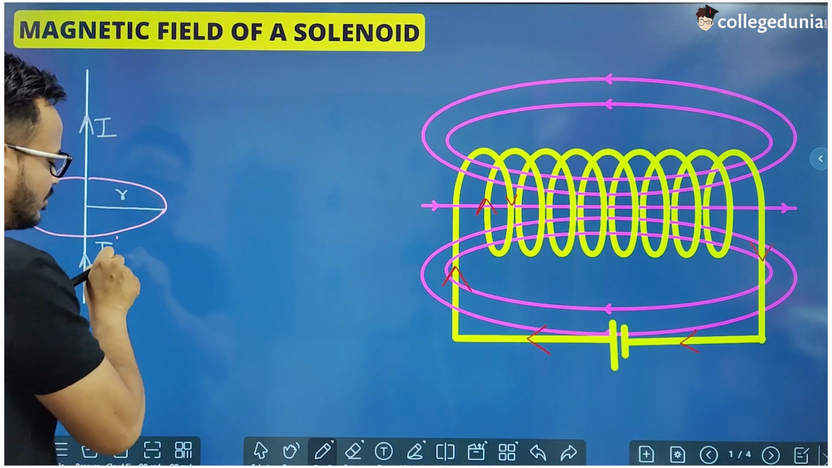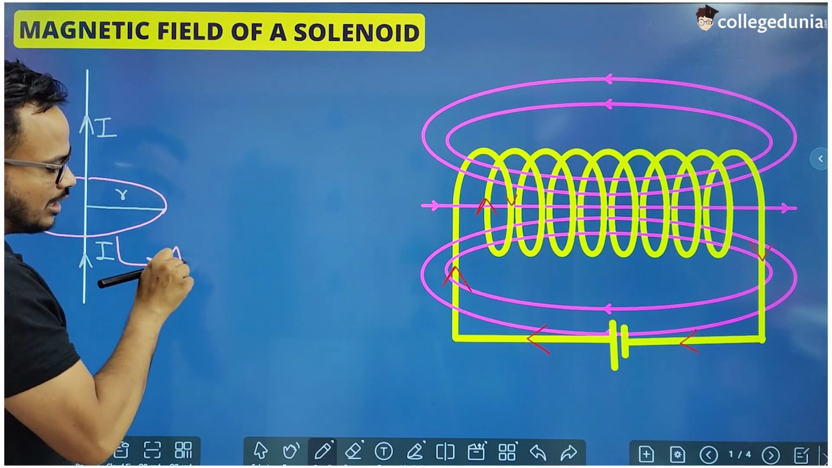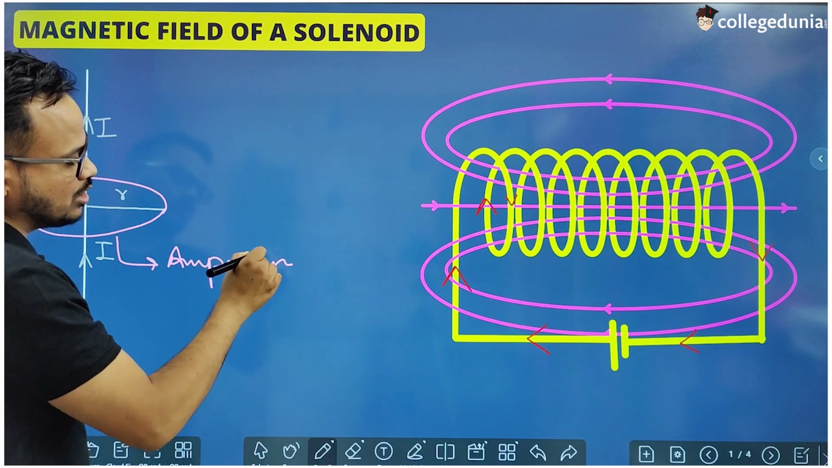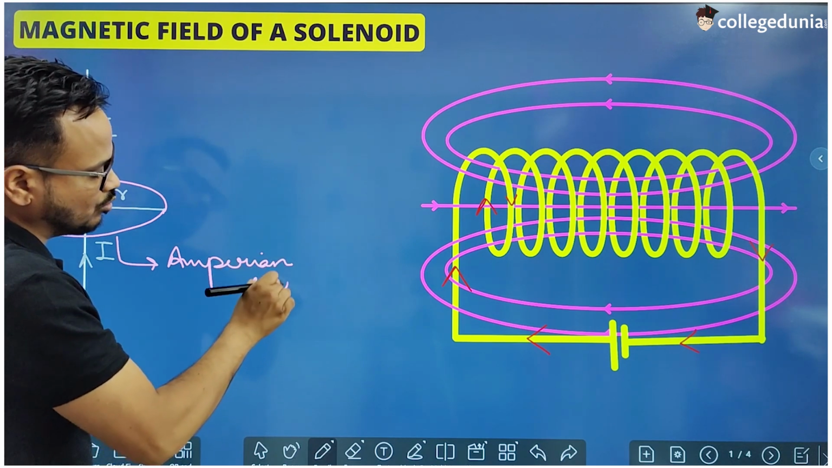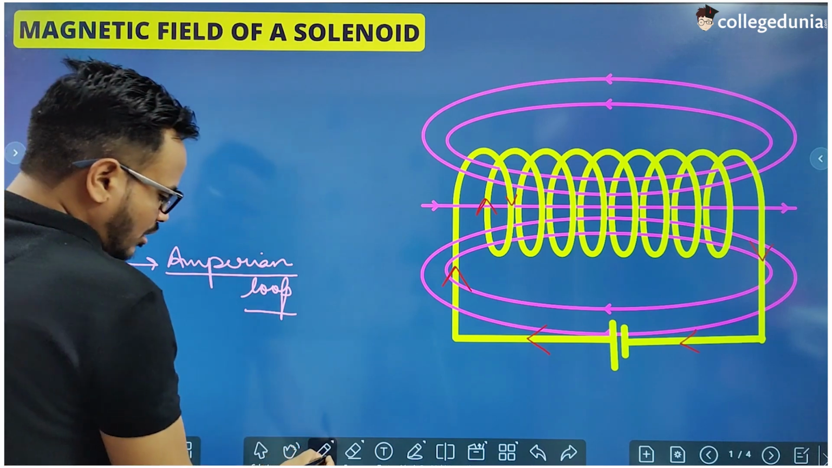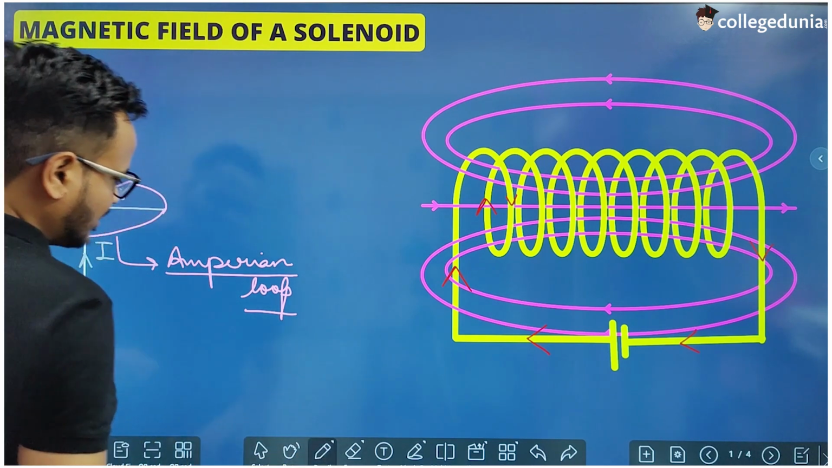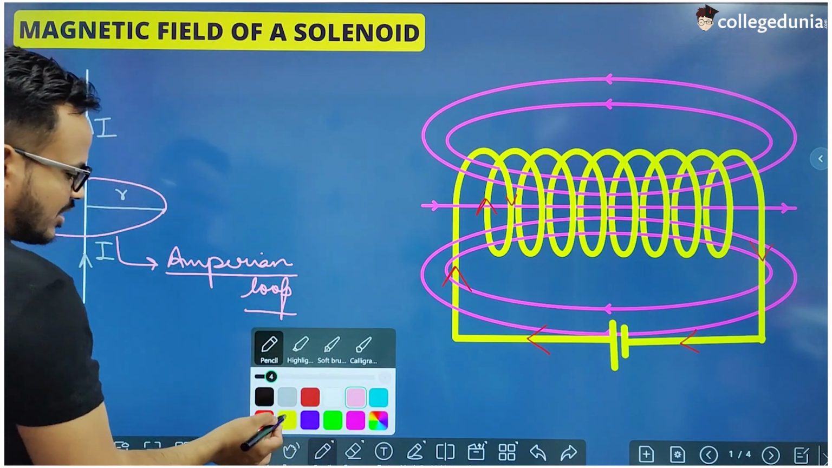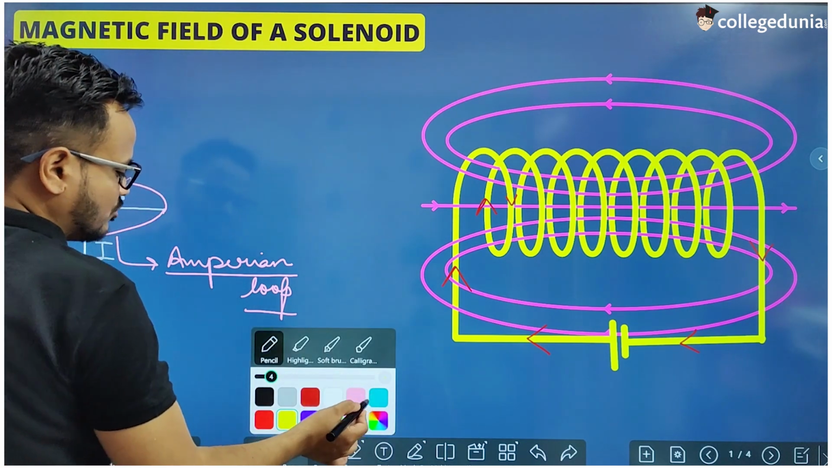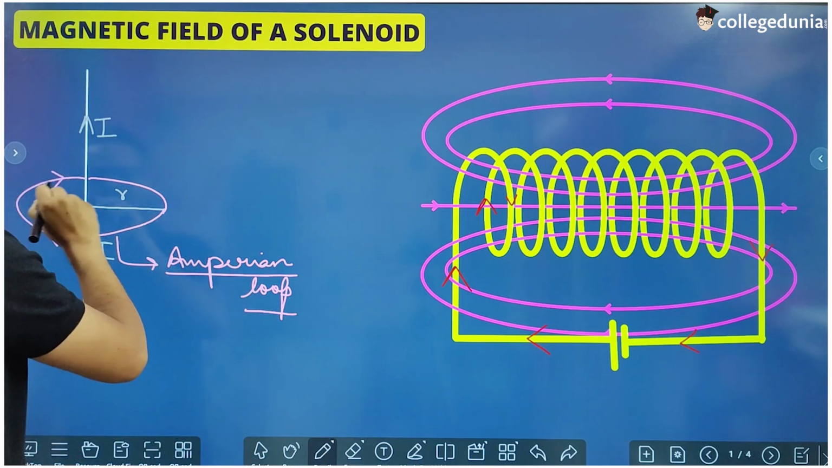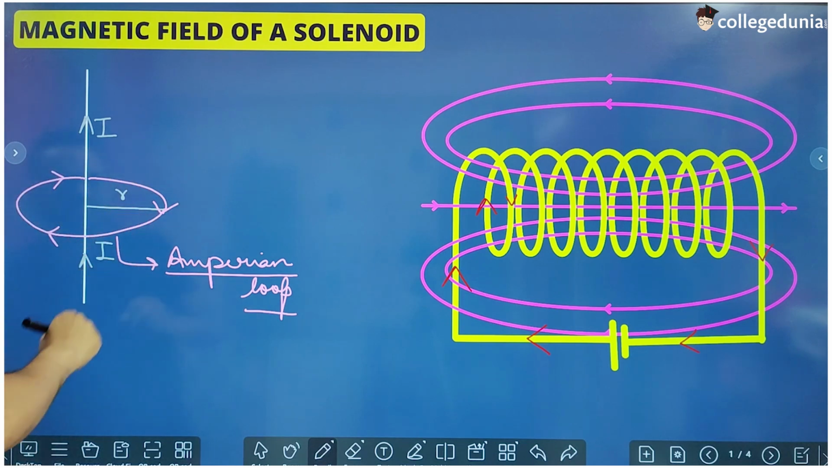That imaginary loop, this is called Amperian loop, right? This is called Amperian loop. So what we will do, we will give an imaginary direction of traversing to this imaginary loop. Obviously this loop is imaginary, so direction can be taken in either way. So let's take this particular direction in traversing a loop.